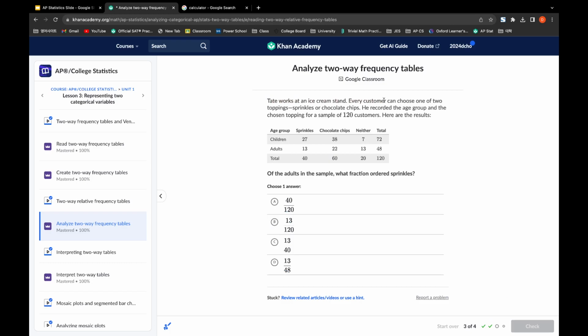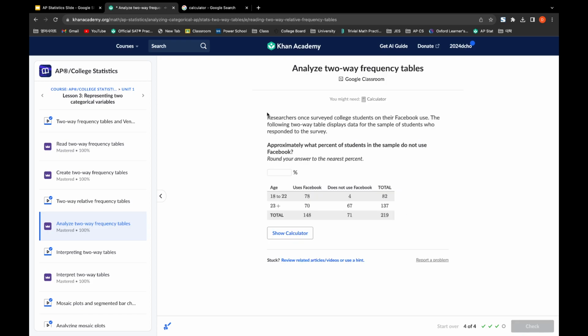Tate works at an ice cream stand. Every customer can choose one of two toppings, sprinkles or chocolate chips. He recorded the age group and the chosen topping for a sample of 120 customers. Here are the results. Of the adults in the sample, what fraction ordered sprinkles? So the population of the sentence should be adults in the sample. So here we have 48 adults in total. And what fraction ordered sprinkles, which is 13. So the answer should be 13 divided by 48.